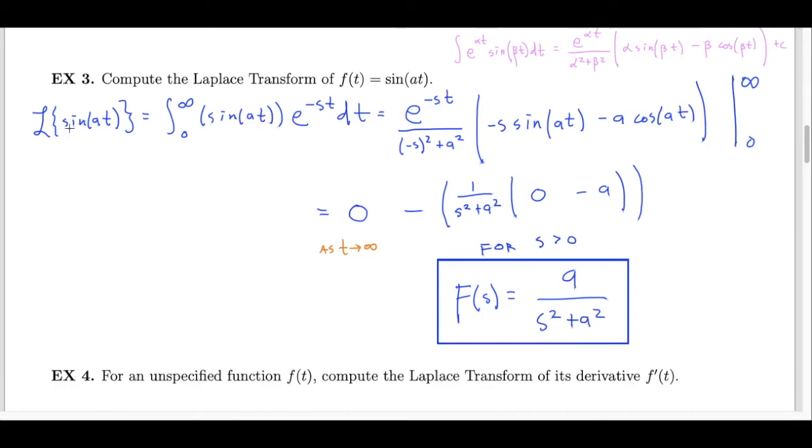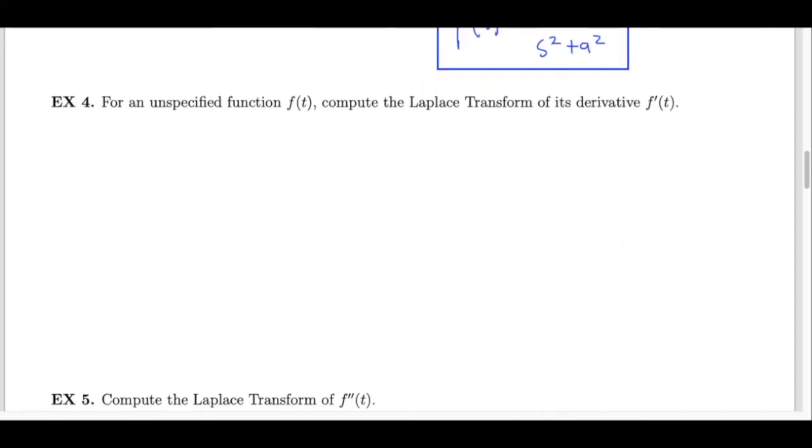So if I start with sine of some number times t, the Laplace transform will be that number, that coefficient on t, over s squared plus that number squared. So for example, if I had sine of 3t, then the transform would be 3 over s squared plus 9. Let's keep rolling. Let's take a look at the next example.